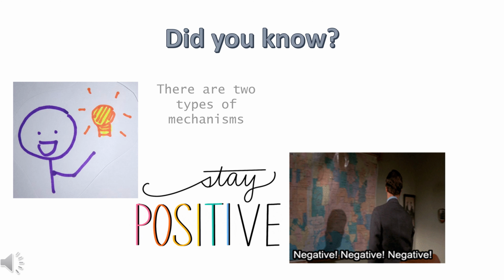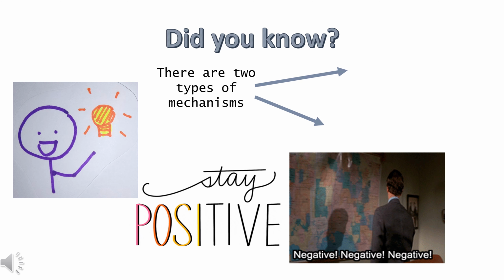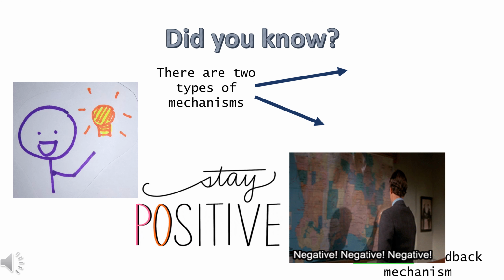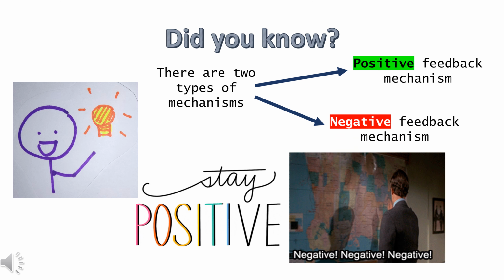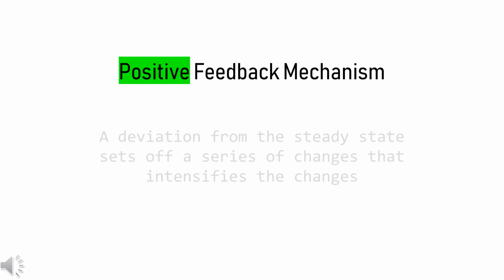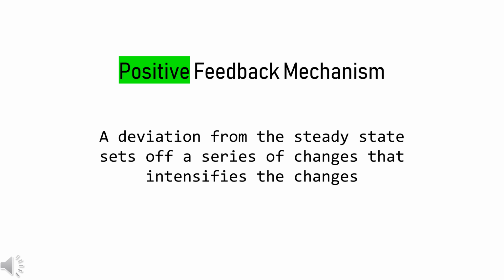Did you know that there are 2 types of mechanism in homeostasis? There is positive feedback mechanism and negative feedback mechanism. Positive feedback mechanism is when a deviation from the steady state sets off a series of changes that intensifies the changes. In this case, when there is a positive deviation in stimulus from the steady state, the change will increase the response and vice versa.